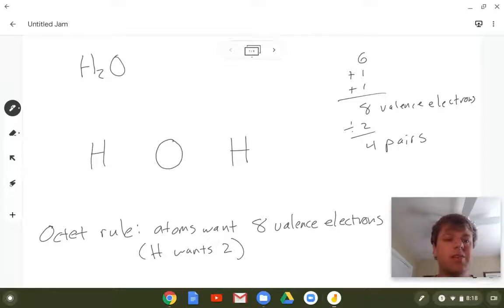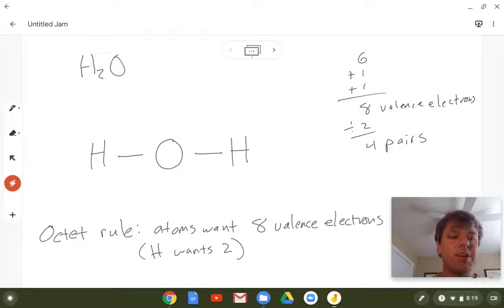Well, if we have 2 for hydrogen plus 2 for hydrogen plus 8 for oxygen, that would be 12 electrons that we would need. And we only have 8 electrons, or 4 pairs. So the way we're going to make this actually work is through sharing. So we're going to create what's called a bonding pair of electrons between the hydrogen and the oxygen. And we're going to represent that with a line.